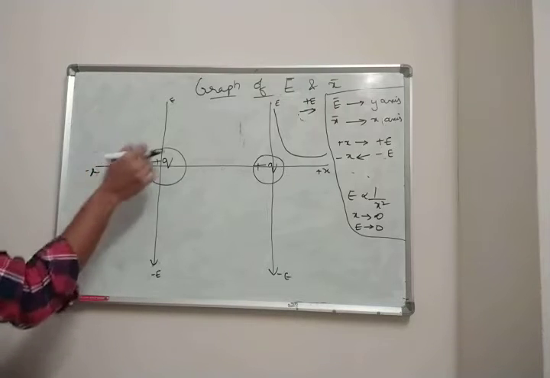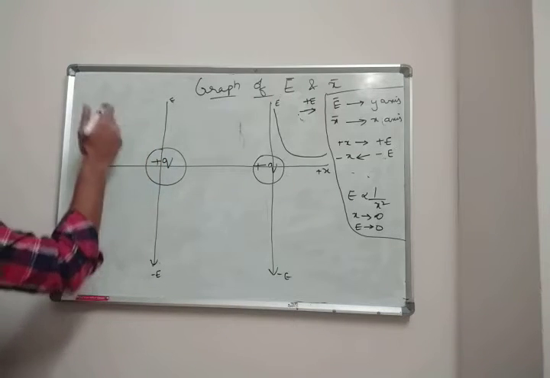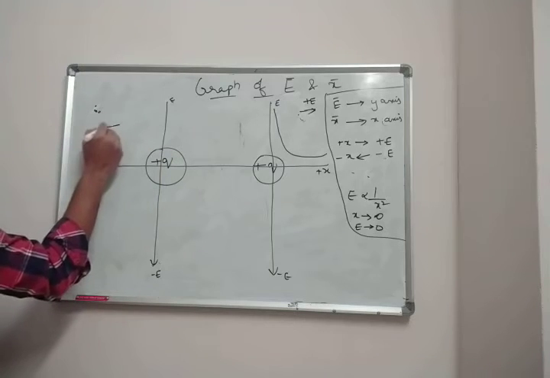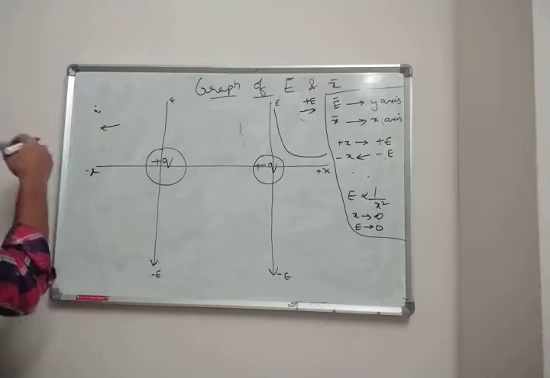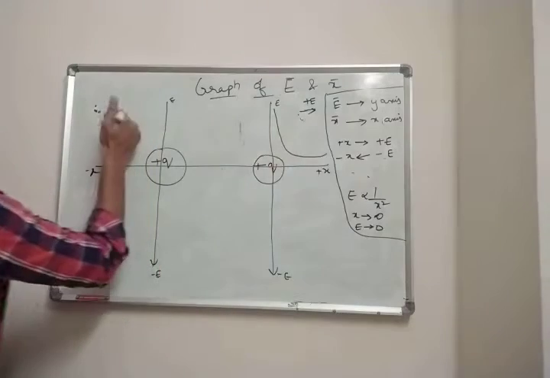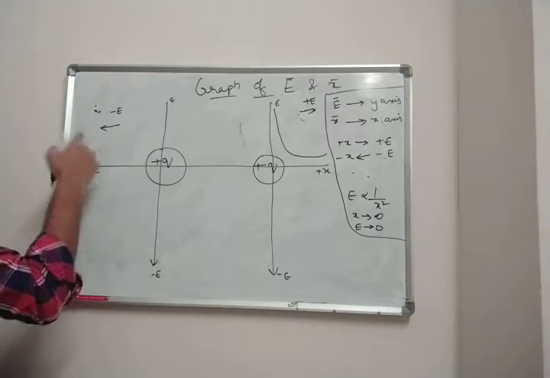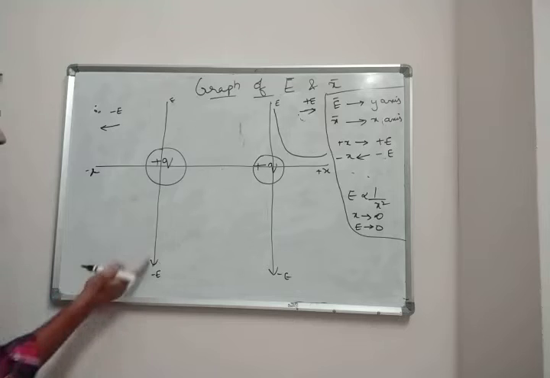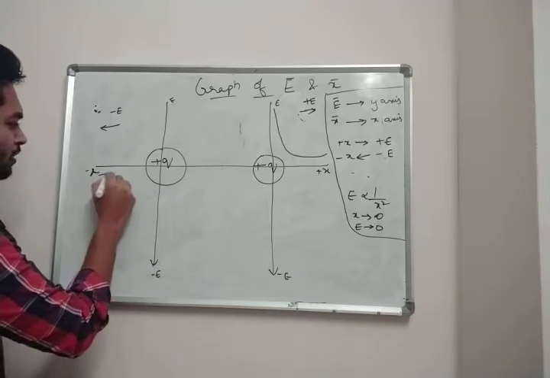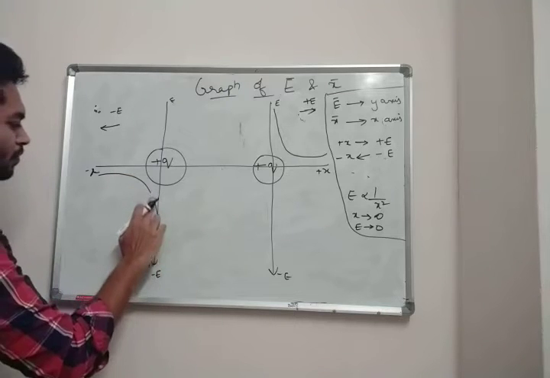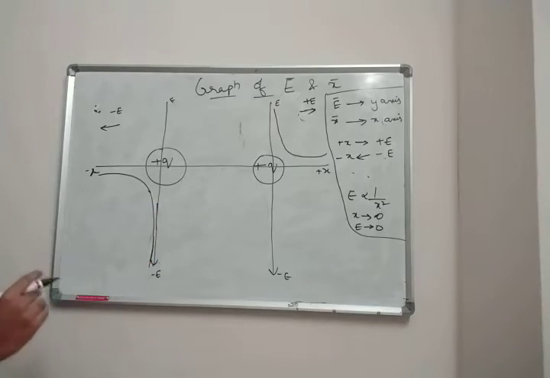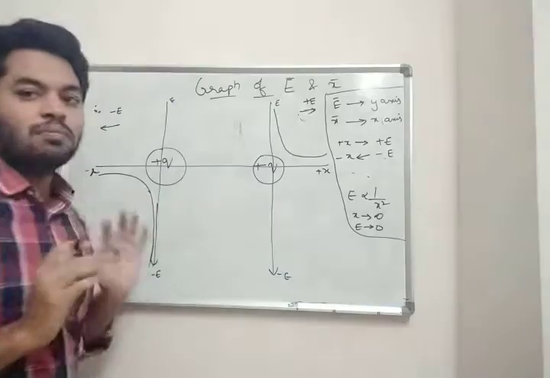Now if I come here again, if I place a positive q naught here, how will the charge move? It will move away, so in this direction. Towards left, electric field is negative. So where will you get it? Here. Electric field negative means below the graph. So your graph is like this.